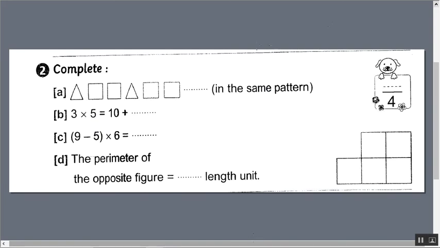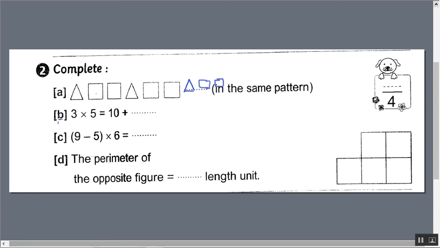Question 2. He said complete. We have triangle, square, square, triangle, square, square. So here the pattern repeats: triangle, square, square, triangle, square, square, and here we'll draw a triangle and 2 squares, like this form.